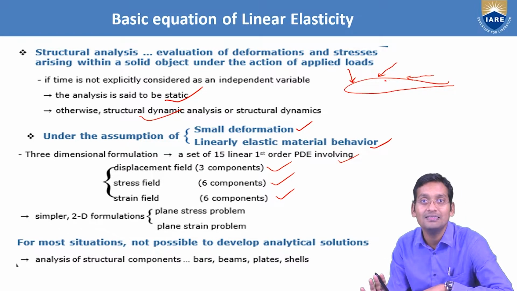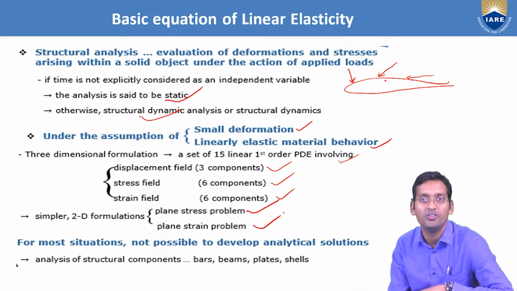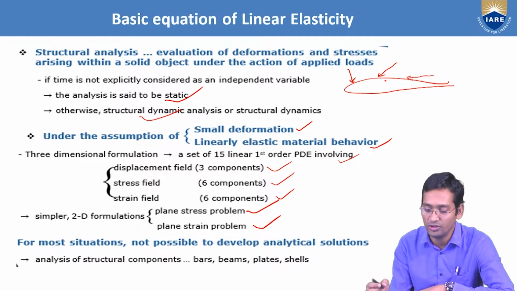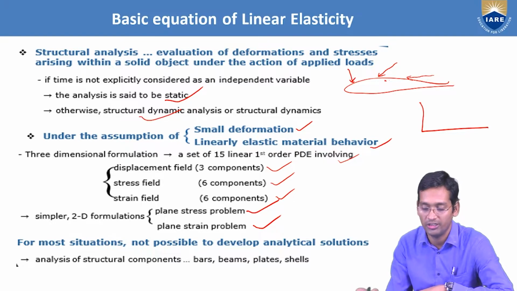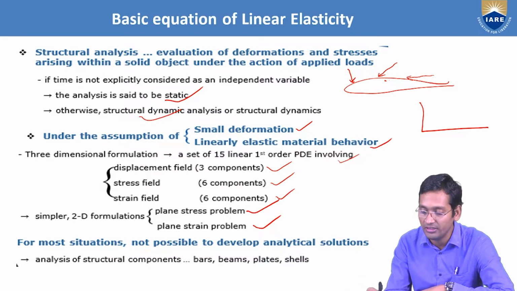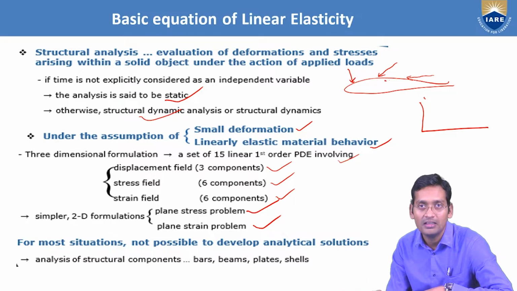Now if we see the 2D case, there are only 2 possibilities: plane stress and plane strain. Why? Because in 2D only the xy coordinates are there, there is no z coordinate. It means only one plane can be considered. That's why we say plane: two axes are there, so it is a plane stress or plane strain problem.